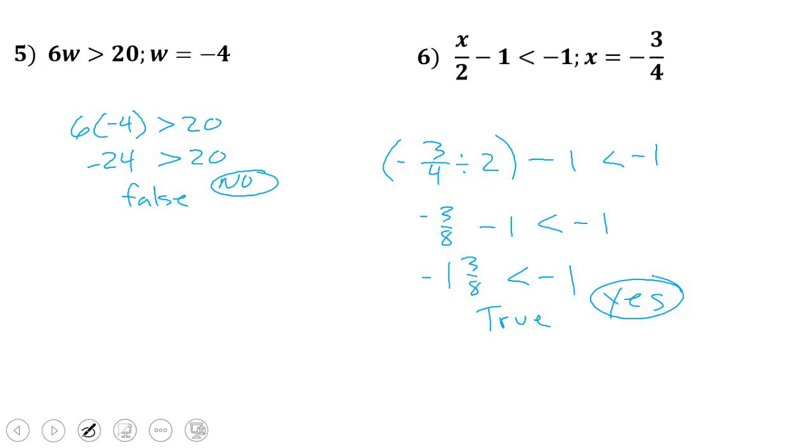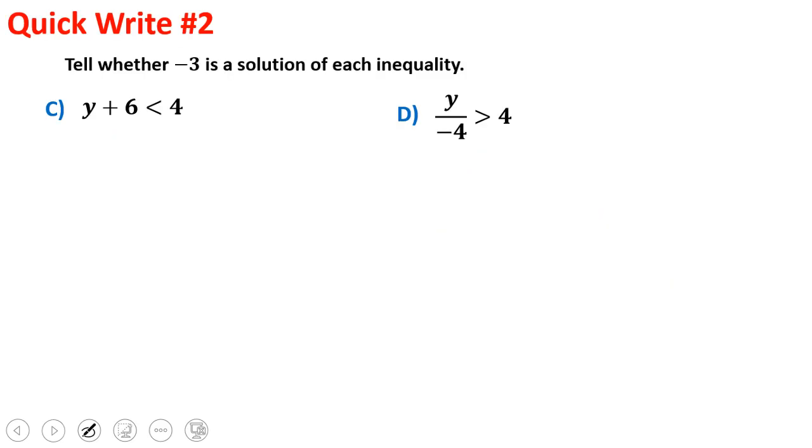If they ask you if a number is a solution, is it part of the solution set, one of those values that make the inequality true, then the answer is yes. It is part of the solution set. Our second quick ride of the night, C and D, we're going to tell whether negative 3 is a solution of each inequality. So as soon as I'm done talking, pause real quickly to write those down, and then put negative 3 question mark to see if it is a solution in each one of those, yes or no.